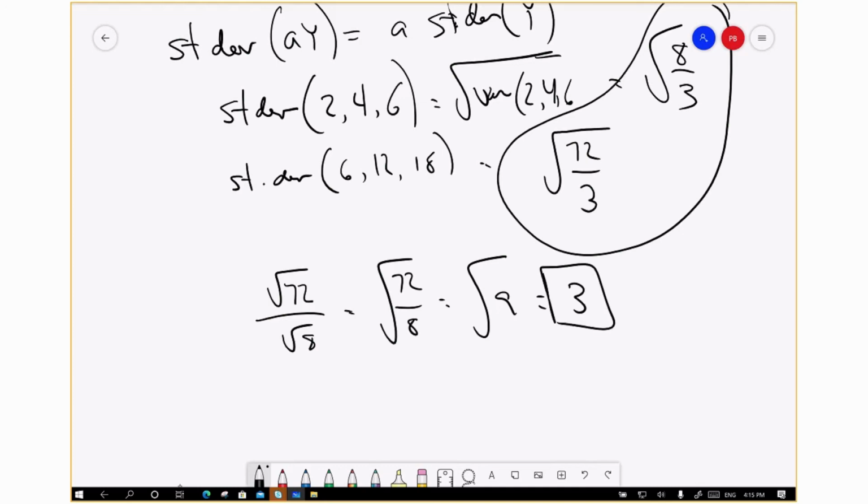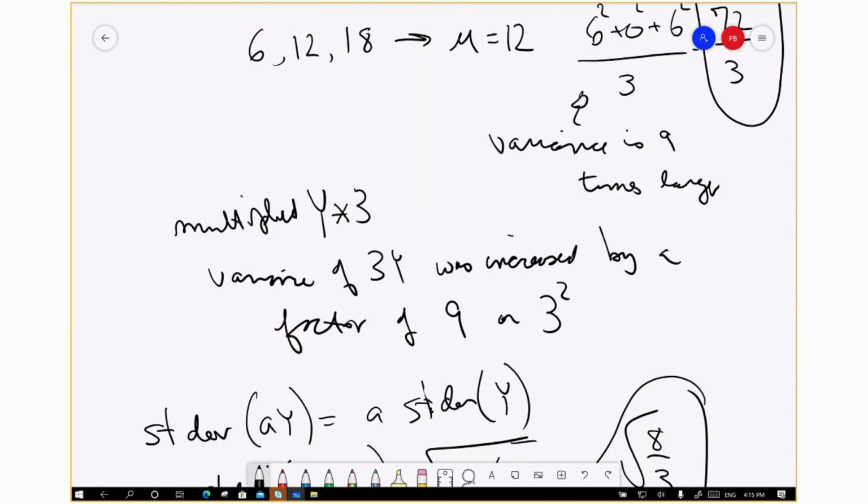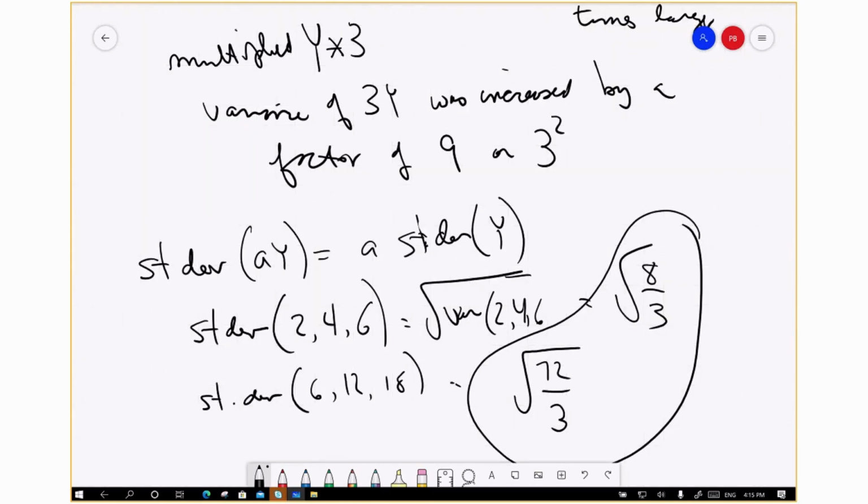So what we've shown with this little example is if you've got a random variable y and you multiply every occurrence of it by a, you get a new bunch of numbers. That new bunch of numbers is going to have a standard deviation equal to that constant a multiplied by the standard deviation of the original variable. So those are just some rules of variance.